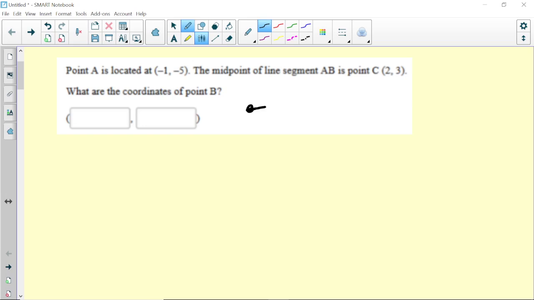So I know that I've got a line segment AB. And we're being told that A is at -1, -5. And that point C is the midpoint, meaning it's the one right in the middle, located at 2, 3. I know that I want to find out the coordinates of point B, the other endpoint.